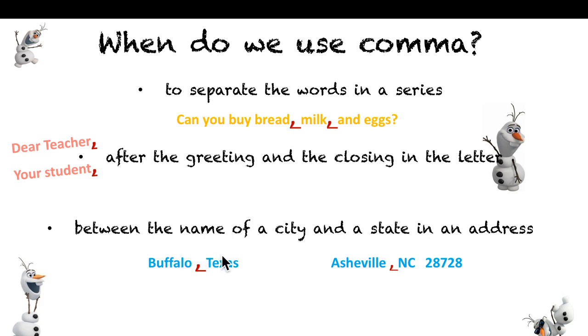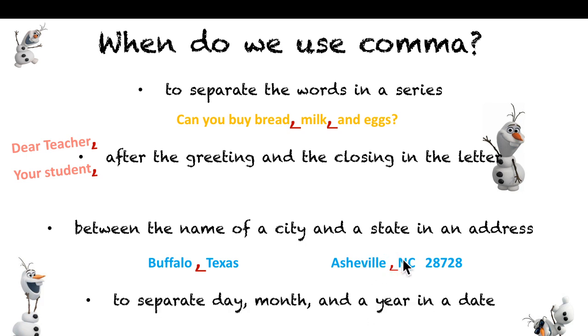Buffalo, it's a city. Texas, it's a state. Put the comma between the city and the state. Asheville, North Carolina, 28728. This is city, state, and zip code. Put the comma after the city, between the city and the state. And the last one, we use the comma in the date to separate the day of the week from the month with the number and from the year.